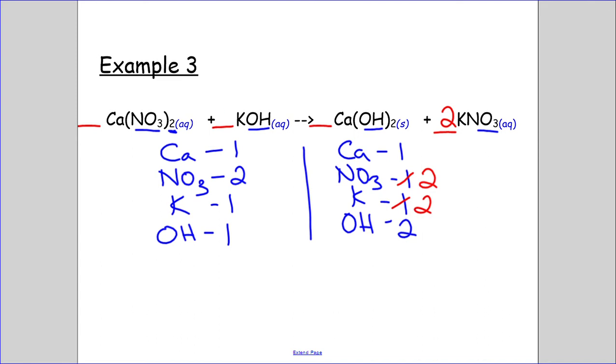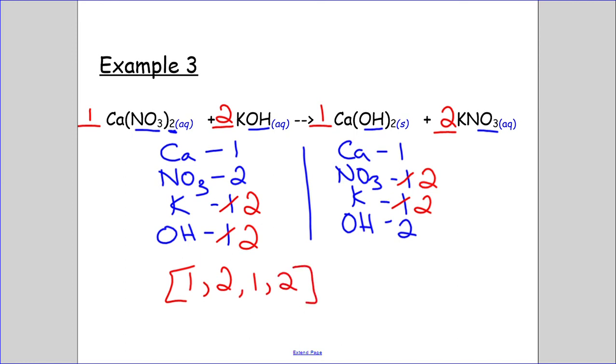So that's okay, I can go over here and add in a 2, which changes my potassium to a 2, but it also changed my OH to a 2. And now when I look at everything, I've got 1 calcium on each side, 2 nitrates on each side, 2 potassiums on each side, and 2 hydroxides on each side. It's balanced. And so my final value for this, filling in the 1s in those blank spaces, is 1, 2, 1, 2.